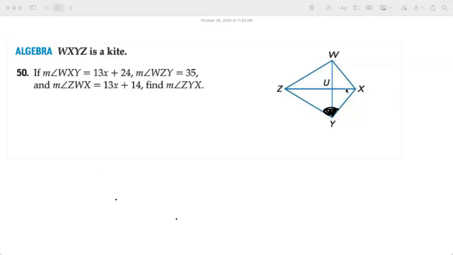What they have given: WXY they have given. This is 13x plus 24. Mahir, are you following? Yeah.